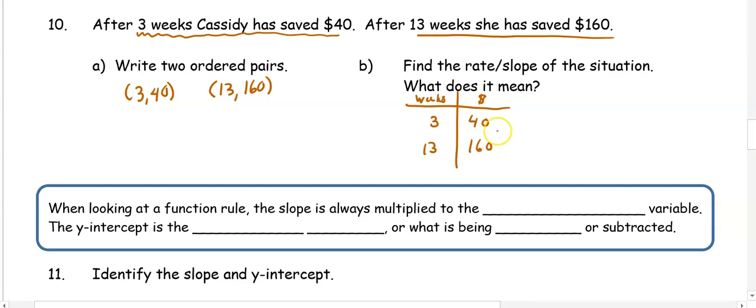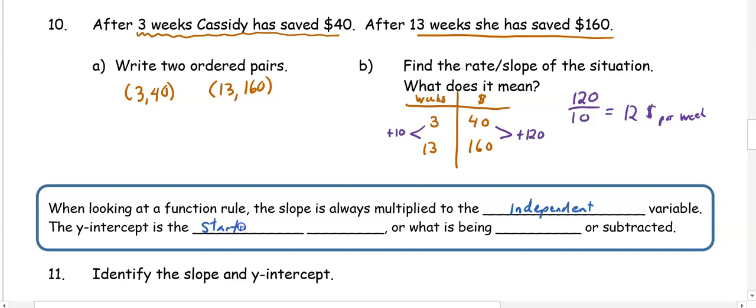If we look at our rate of change, from 40 to 160, we added 120, and from 3 to 13, we added 10. So our rate of change is going to be 120 over 10, which is equal to $12 per week. So remember then, when you look at a function rule, the slope is always going to be multiplied with the independent variable, and the y-intercept is going to be the starting point, or what is being added or subtracted.